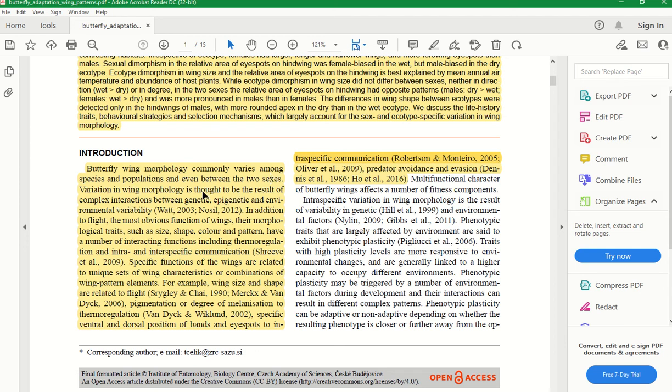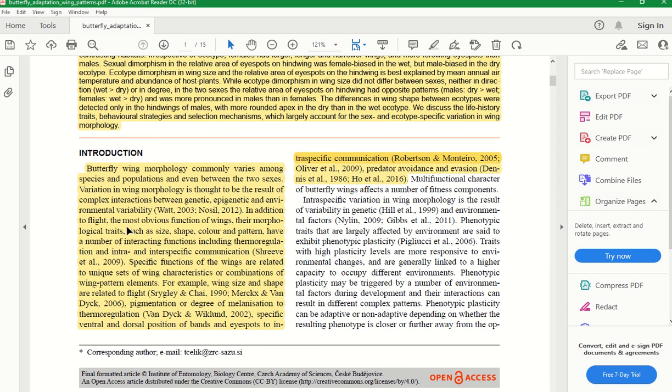Variation in wing morphology is thought to be the result of complex interactions between genetic, epigenetic, and environmental variability. I'm sure most of you know what genetic means. Epigenetic, a very simple definition of epigenetics would be genes that the organism has already that can be turned on and off by certain environmental conditions or potentially other reasons for being turned on and off, age, etc. And that's way more complicated, but this is a very new field, and I don't know a ton about it because it's not my field, but it's very exciting and interesting.